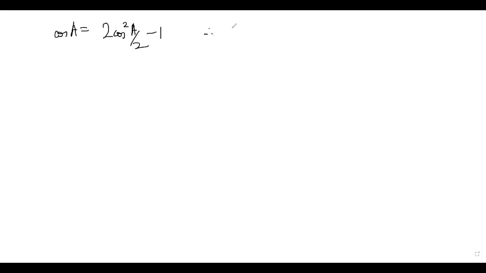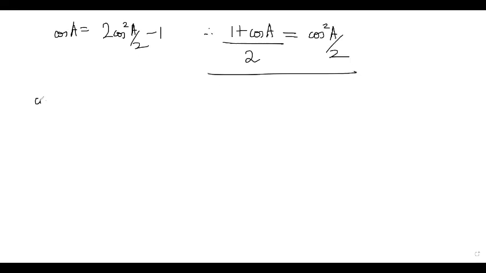Therefore, 1 plus cos A by 2 is equal to cos square A by 2, right? And now we use the cosine rule here. Cos A is equal to (b square plus c square minus a square) by 2bc.